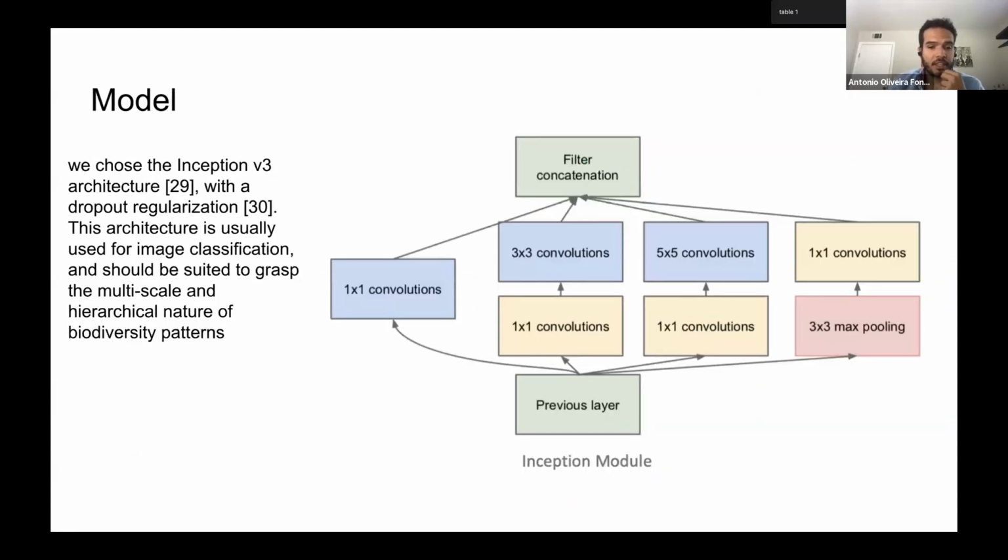Then they say that the model they're using is this Inception V3, right? Which is a thing that we didn't cover in principle. So I decided to make two slides here that basically explain what the Inception V3 is.